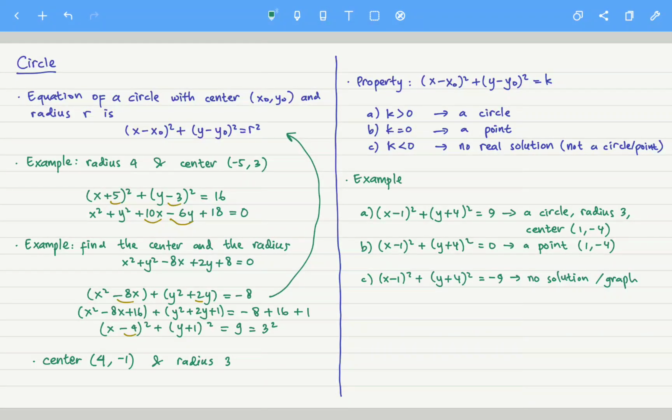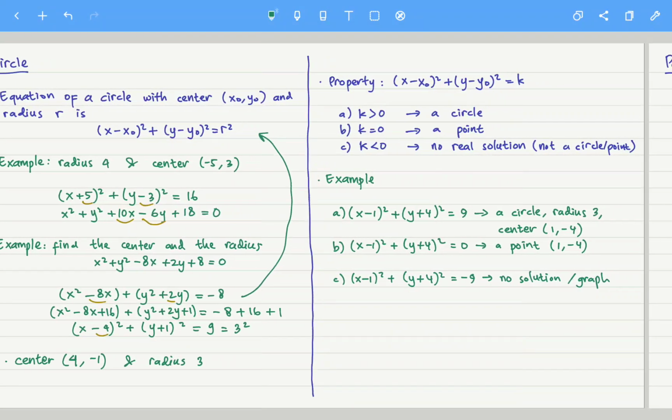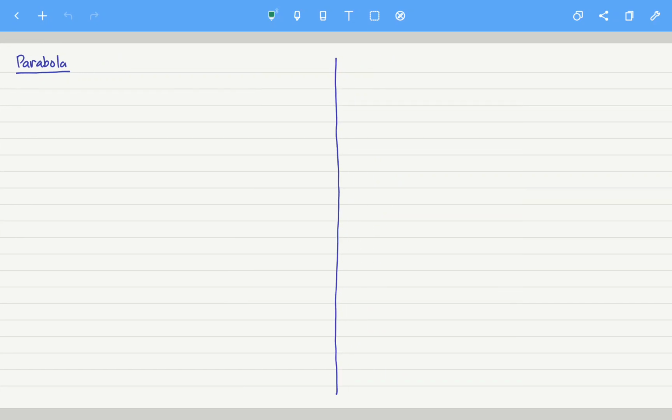So this is for the circle, and let's move to the next part about parabola. So let's write the general equation of a parabola. We also usually call it a quadratic equation.